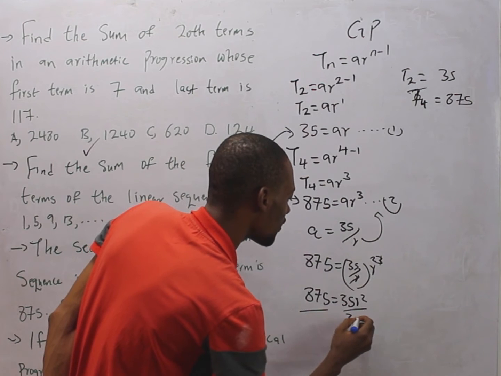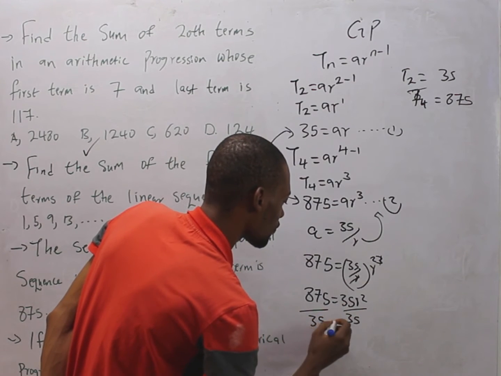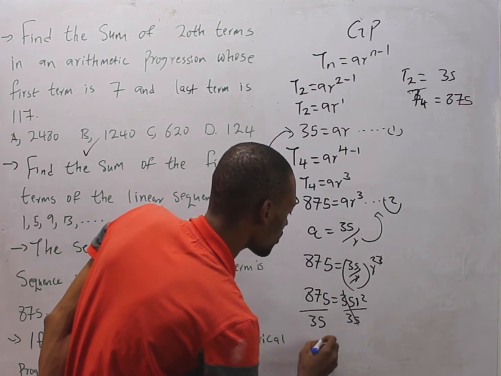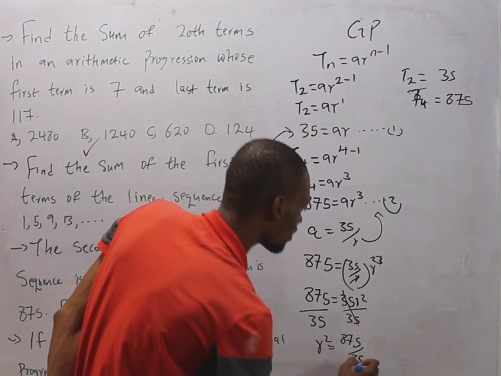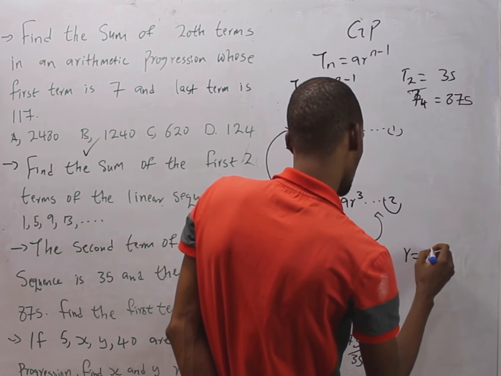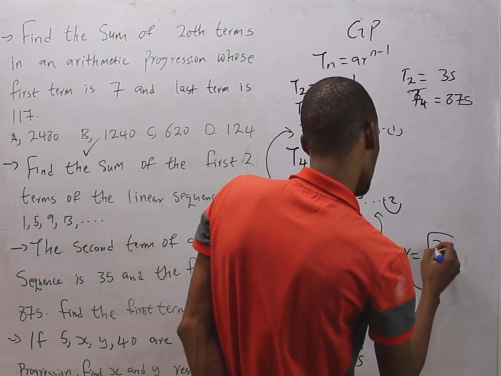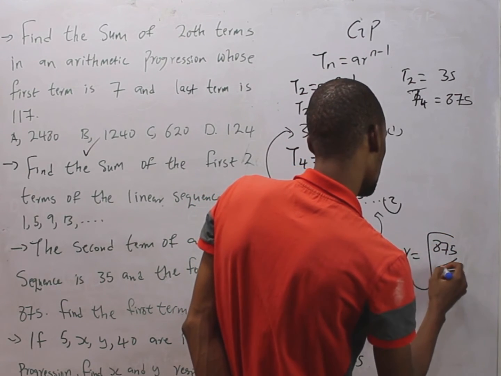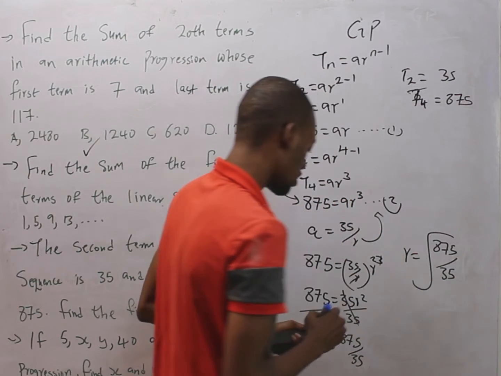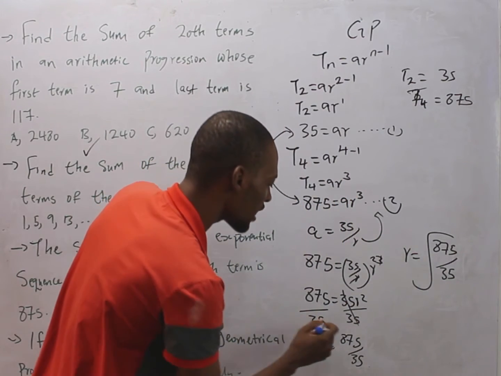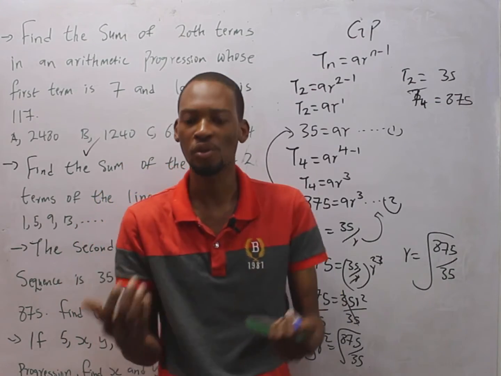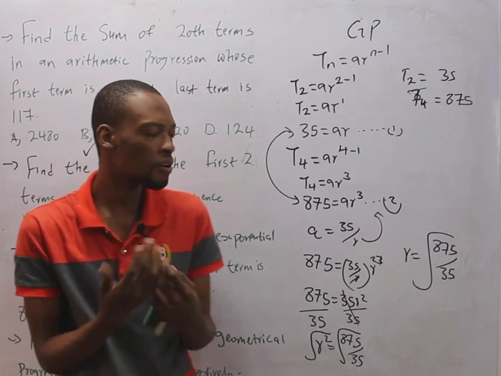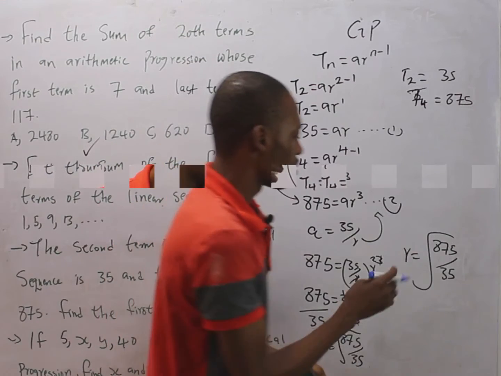Dividing both sides by 35, r squared equals 875 over 35. r equals the square root of 875 over 35. Remember, to remove a square, we take the square root of both sides, while to remove a cube, we take the cube root of both sides.